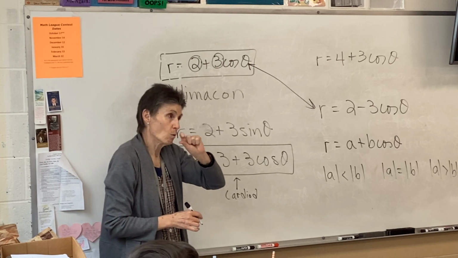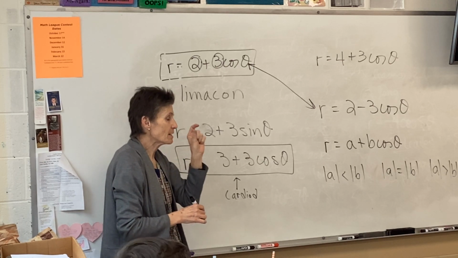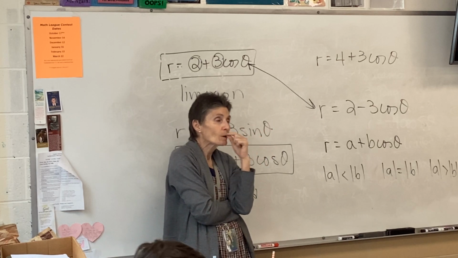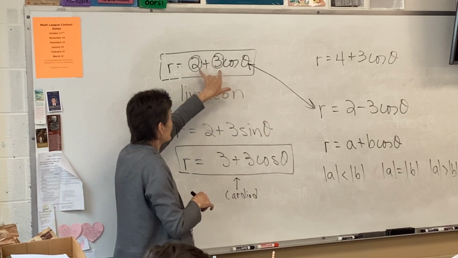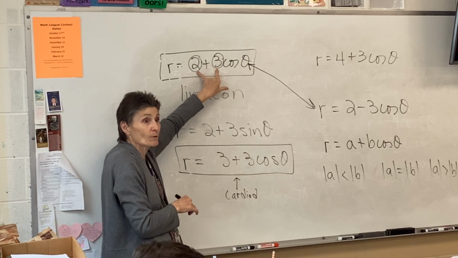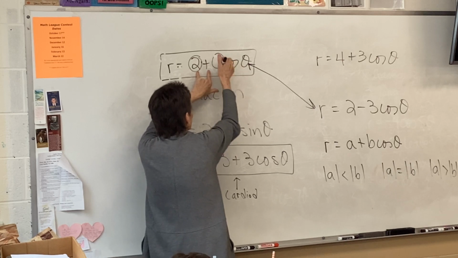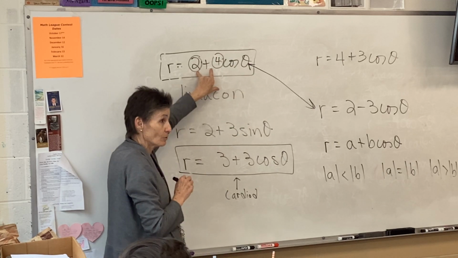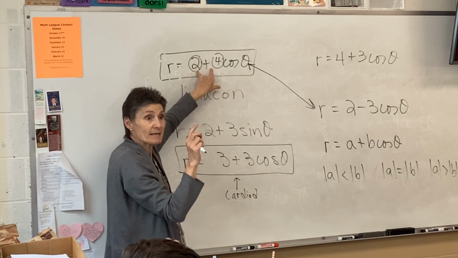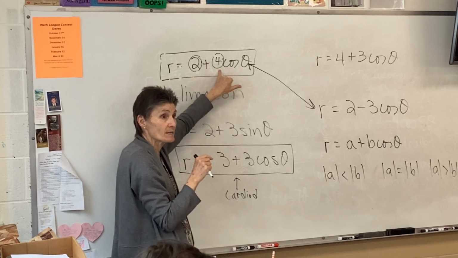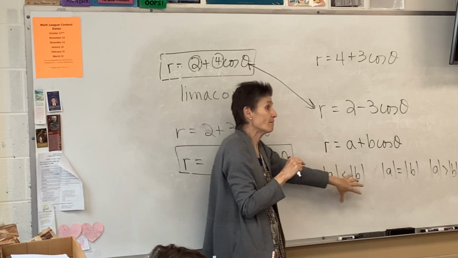And furthermore, did you pay attention? How big was the interior loop? 1. What is the difference of these two numbers? 1. So if we made this a 4, would it still have an interior loop? Yes, but now the loop would be bigger because the difference in the numbers is bigger. So this guy's going to have an interior loop.